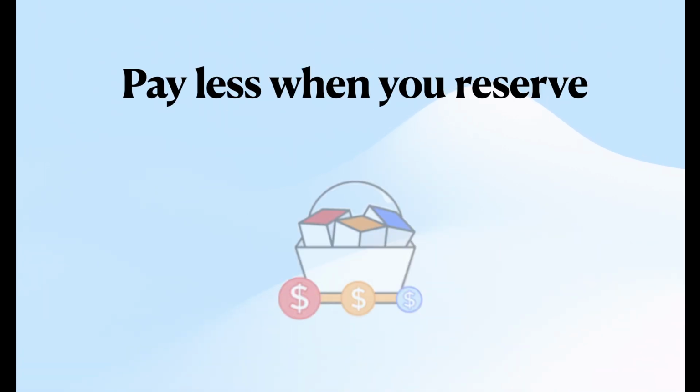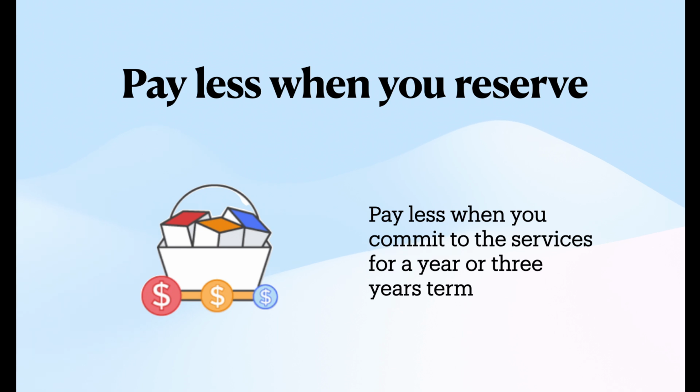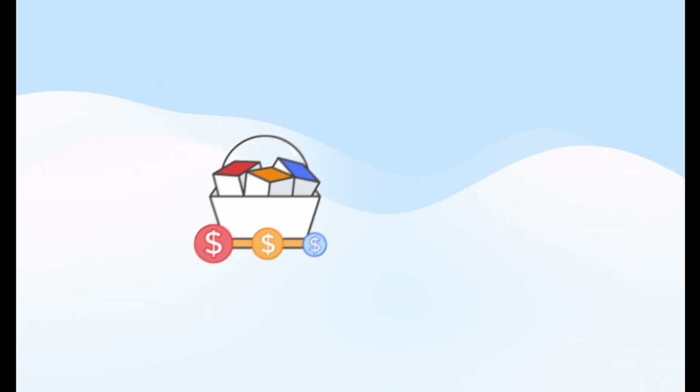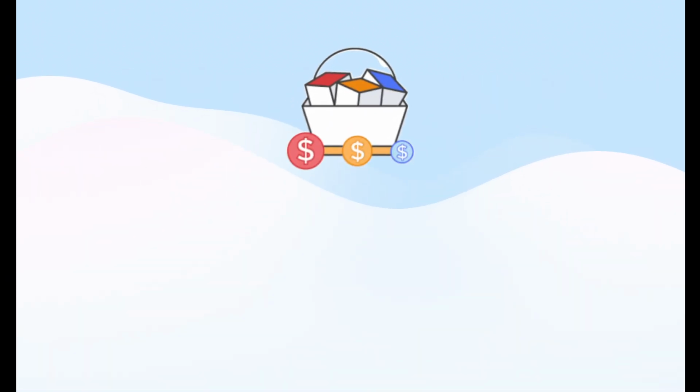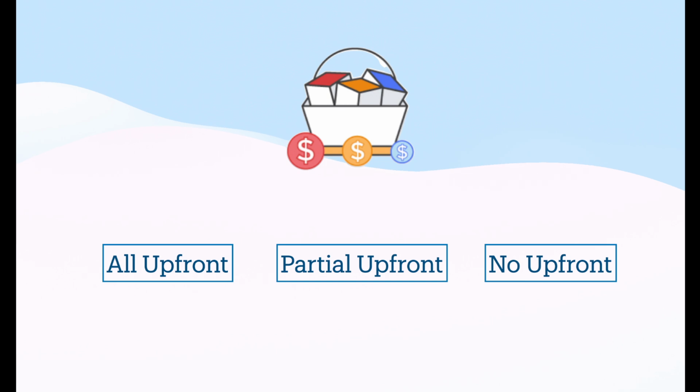The pay less when you reserve pricing model works best if you know how much resources or compute capacity your workloads require. AWS charges relatively less when you can commit to the services for a year or 3 years term. There are further 3 more pricing policies with pay less when you reserve: all upfront, partial upfront, and no upfront. We will take a deeper look into these later in this video.